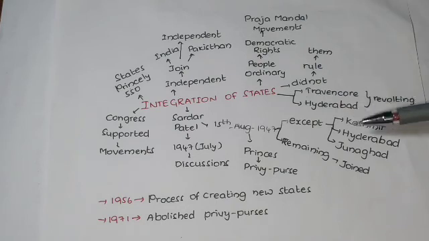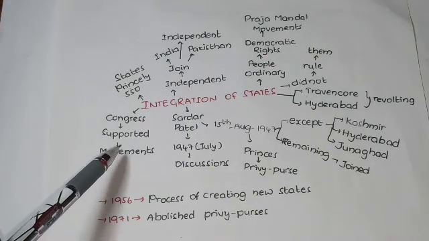Even in Travancore and Hyderabad, also princely states, the peasants were revolting with arms against the ruling zamindars. Travancore and Hyderabad, the peasants were revolting against whom? The zamindars. So they were demanding independence. And the Congress party also supported these movements.